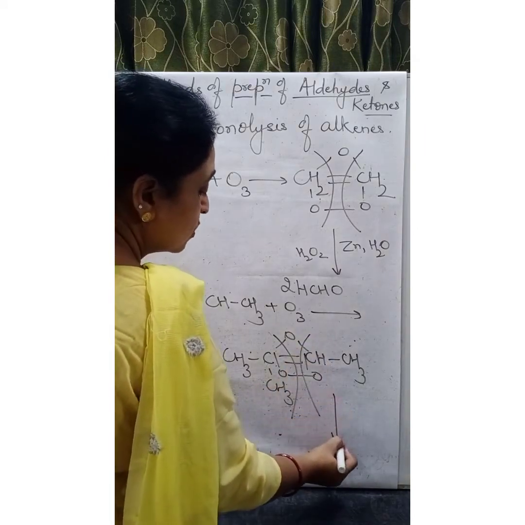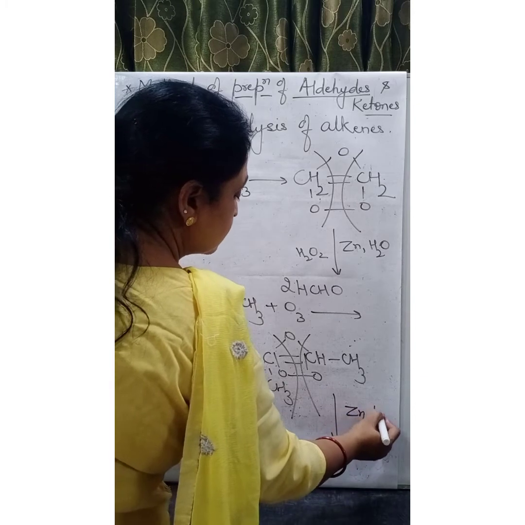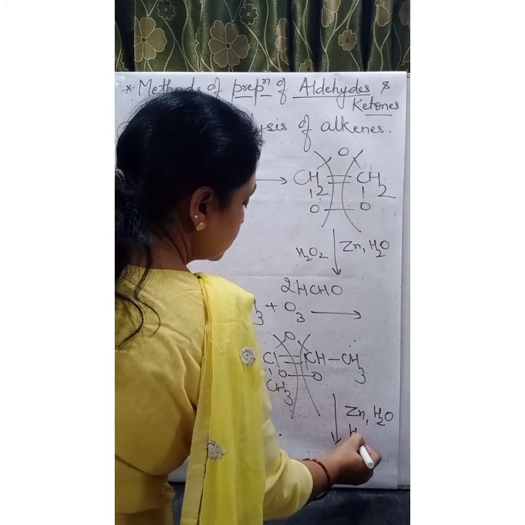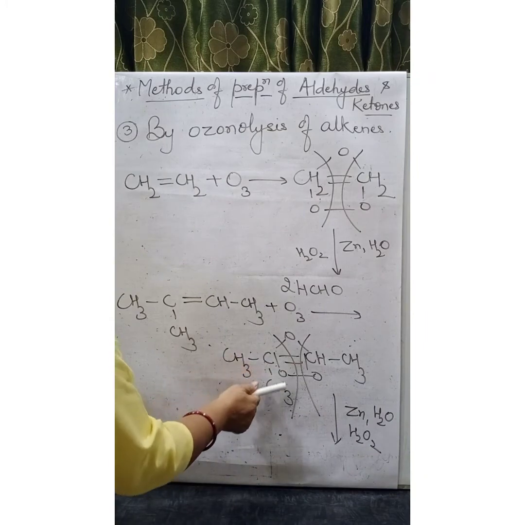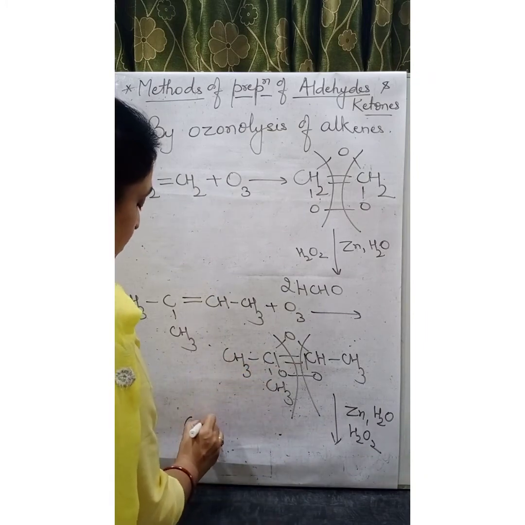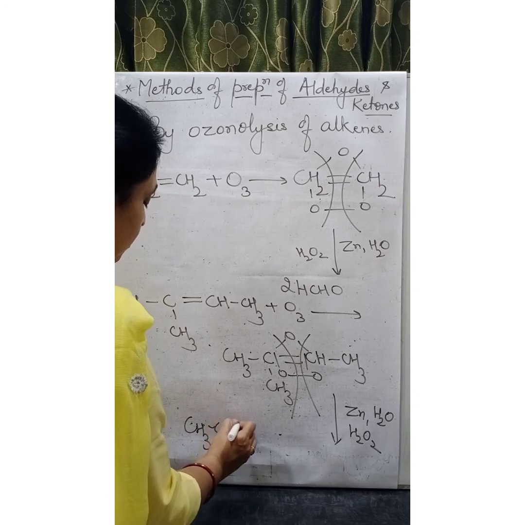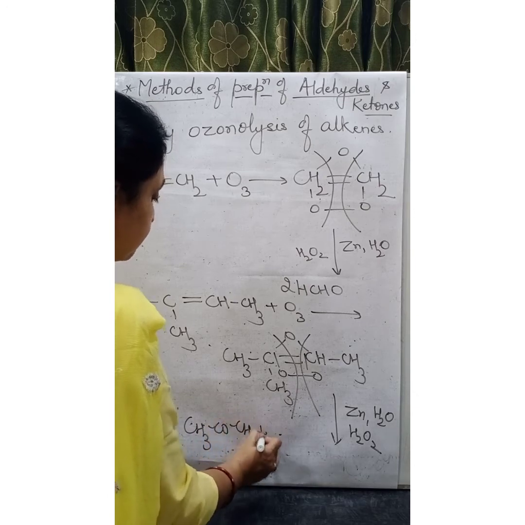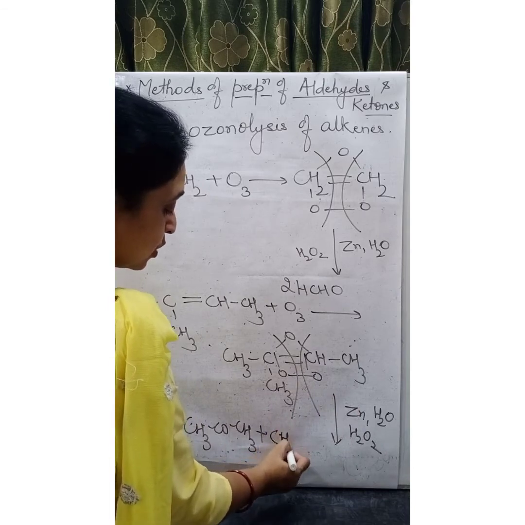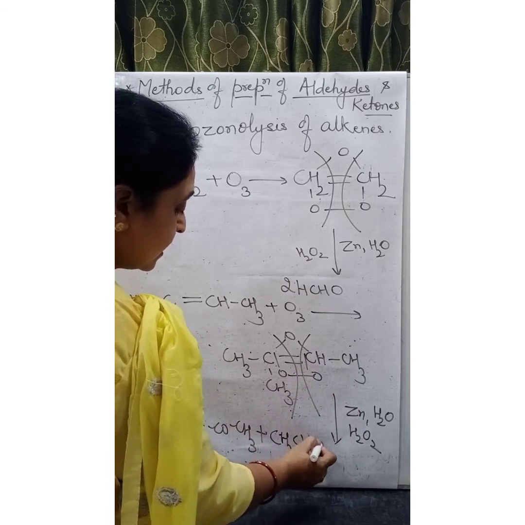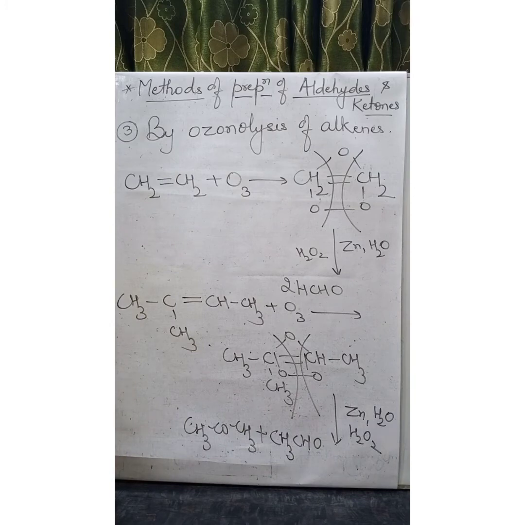Then it undergoes hydrolysis in presence of zinc, water and H2O2. So see here, what is there? CH3, CO, CH3. So it is going to form a molecule of ketone plus on this side CH3CHO. So basically here we get a mixture of aldehyde and ketone. So by ozonolysis of alkenes we can get aldehydes and ketones.